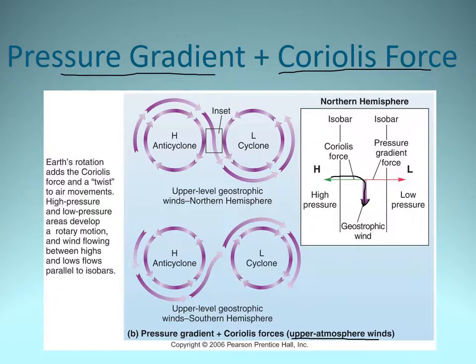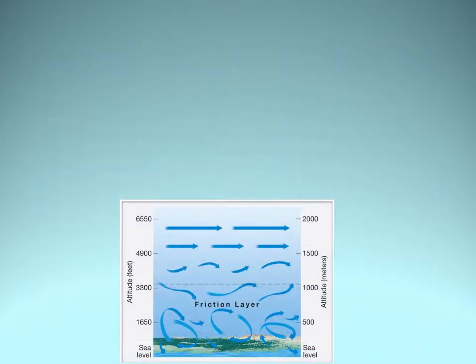So you can kind of think of the Coriolis force as a twisting force. It makes air want to curl, and it offsets from the original direction that the pressure gradient force wanted it to go. So that's in the upper atmosphere.